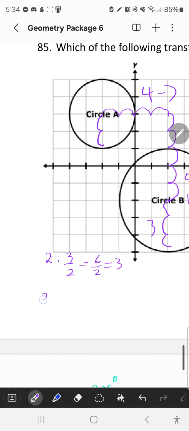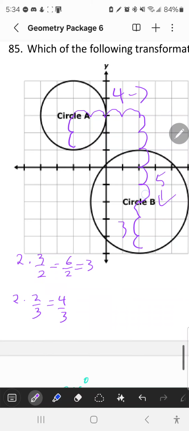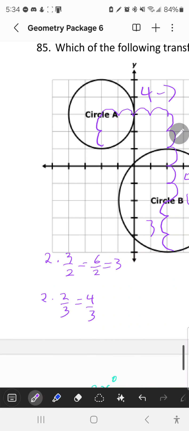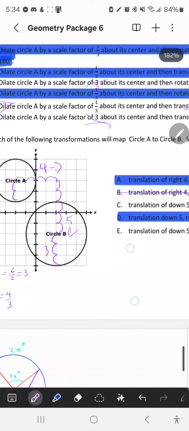Now you want to check the other one. It was 2 over 3. 2 times 2 is going to be 4, so 4 over 3. You cannot divide it. You're not going to get a specific number. And also this is smaller than 2. Like 4 over 3 is smaller than 2, so it will make it even smaller.